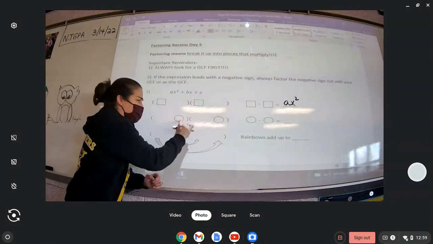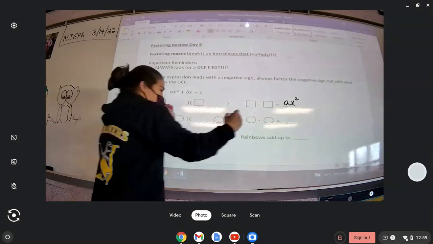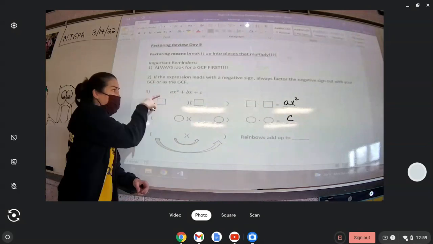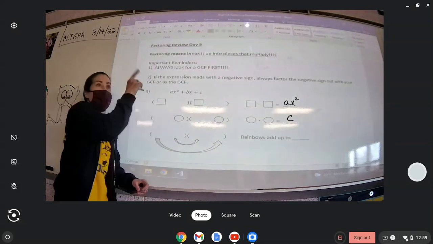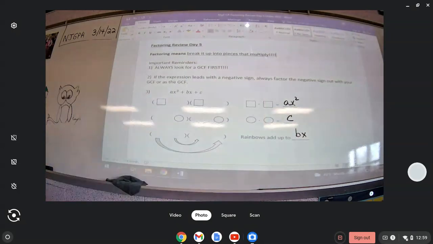Whatever you put in the last 2 spots has to multiply to who? C, yeah, the last number. And then we know our rainbows always have to add up to who? The middle term, bx. That is exactly how we factor. So does that make sense? Yeah, I think it does, kind of. So just to give you a visual as to everybody's job, that is how we factor.